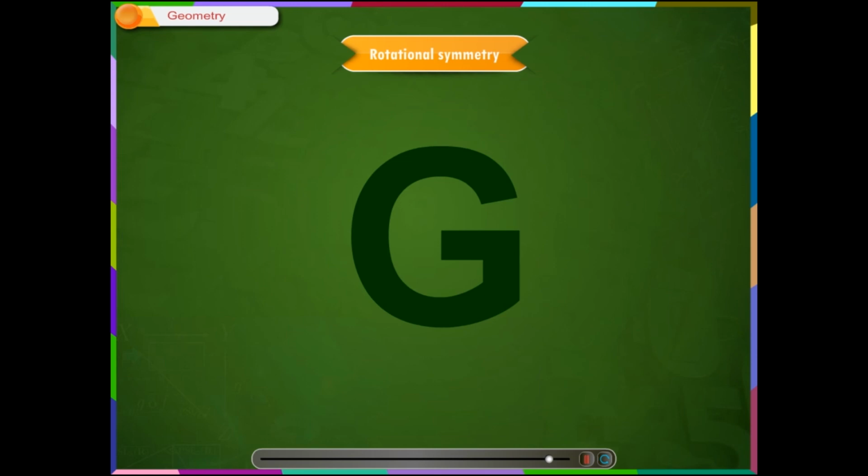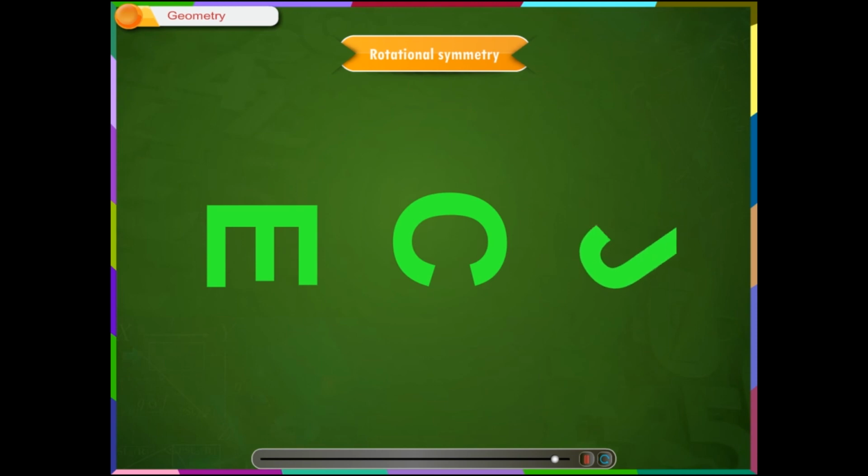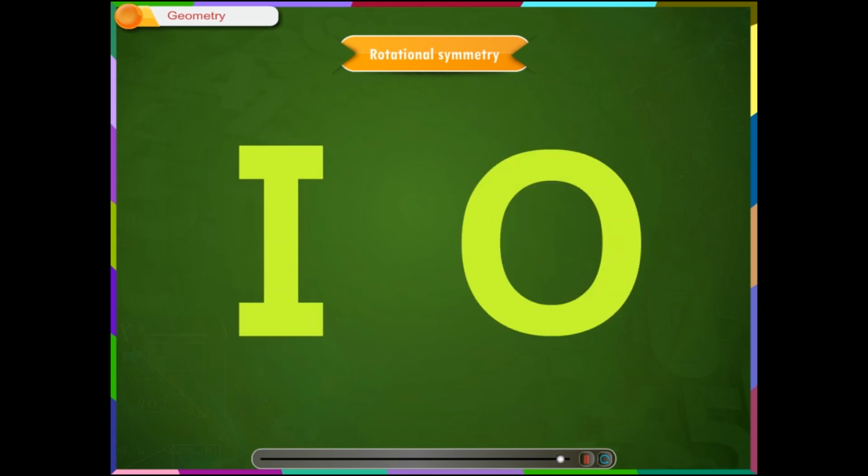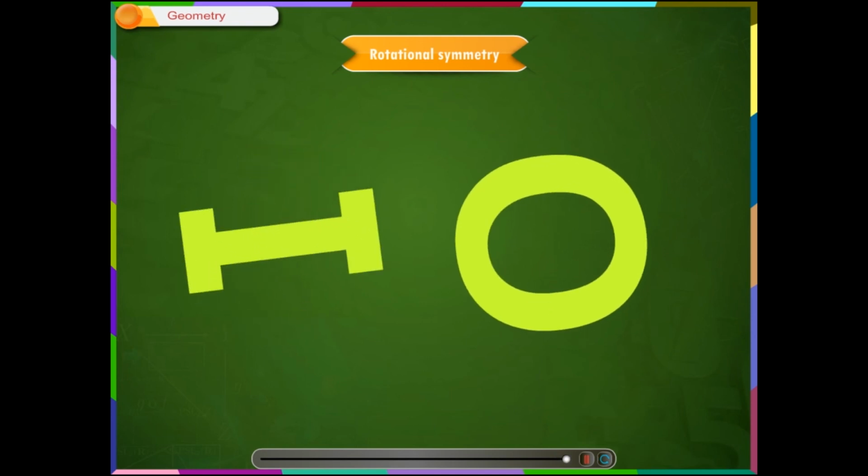Alphabet G has no line of symmetry. E, C, J, no rotational symmetry. I, O, both line of symmetry and rotational symmetry.